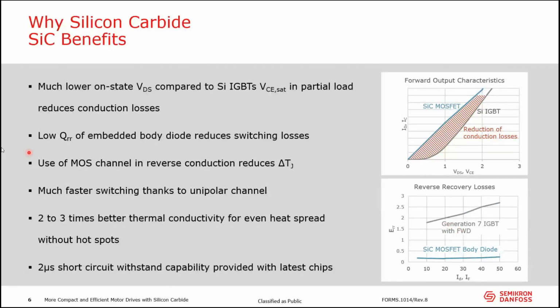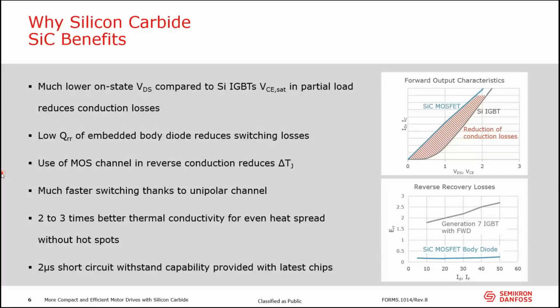Then in certain applications, we can also use the reverse conduction capability of the MOS channel, which reduces the temperature swing in the junction. And reduced temperature swing in the junction means higher power cycling capability, so that really impacts the lifetime. We must not switch faster, as you will see on the slides, but if we want, we can do that. Thanks to the unipolar channel, we can go up to high carrier frequencies, but as I said, it's not a must.